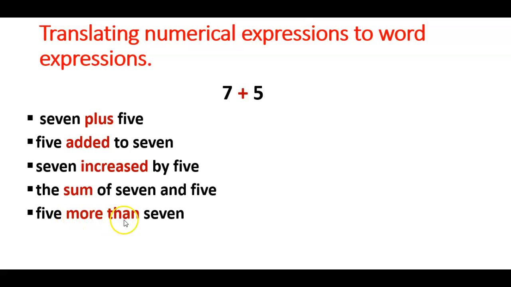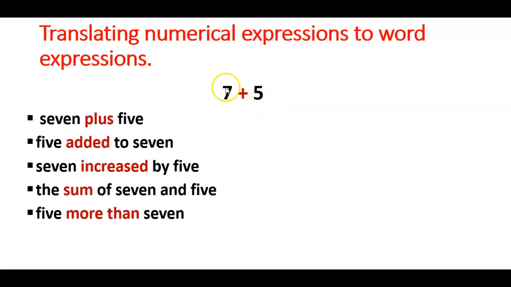Now the words more than. If you're going to look at our numerical expression, the first number is 7 and the second number is 5. But if you're going to translate this into a word expression, the second number, or the number that comes after the plus sign, should be named first, before the first number. Why? If you are going to add 7 and 5, the answer is 12. And 12 is 5 more than 7. Therefore, if we translate this, we don't say 7 more than 5.